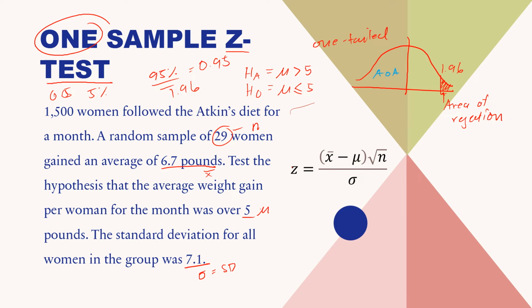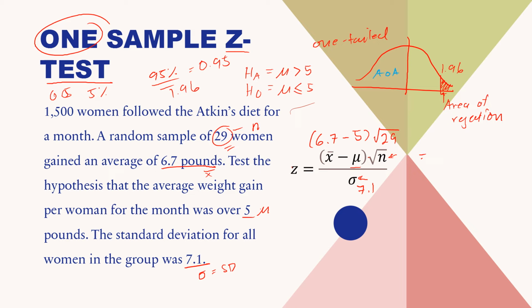So Z, or your Z score, is equal to the quantity of your mean minus your hypothesized mean times the square root of our sample size divided by our standard deviation. Since all of those are already given, we don't have to do any additional computations. All we have to do is substitute the variables. In this case, our mean is 6.7, minus 5 for our hypothesized mean, times the square root of 29, which is our sample size, all divided by the standard deviation, which is 7.1.